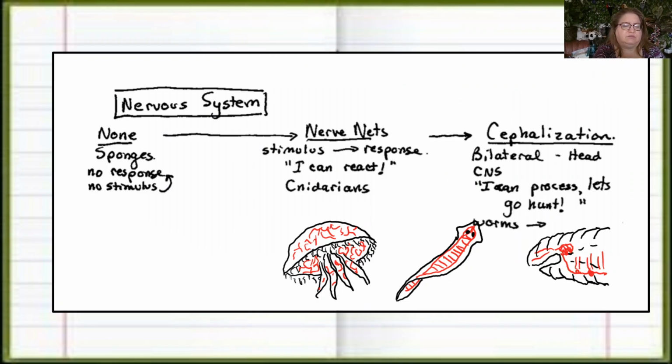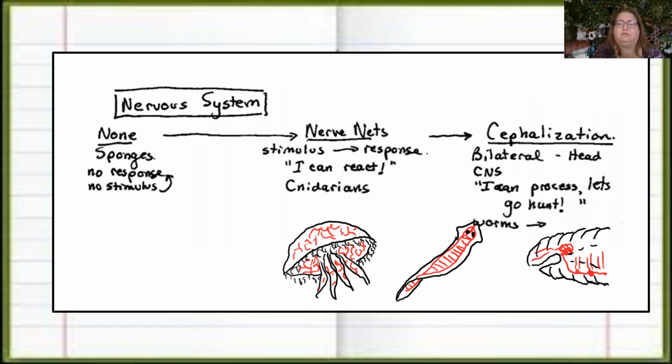In our nervous system, we had none with our sponges. No response, other than just individual cells responding, but no complicated signals. Nerve nets are found in the cnidarians, and you have a very simple stimulus response. I touch something, I'm going to either pull away, or if it's food, I'm going to attack. So, our motto for our cnidarians would be, I can react.